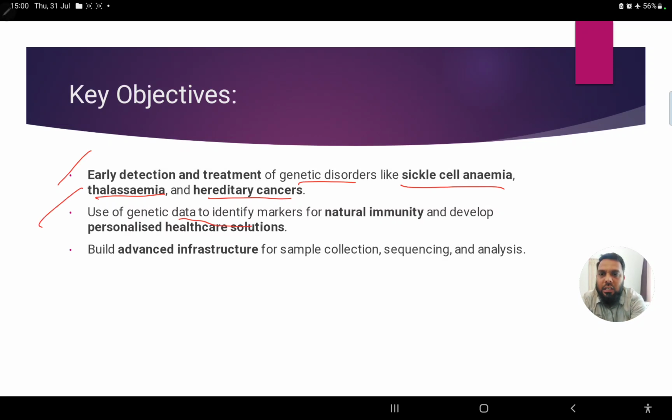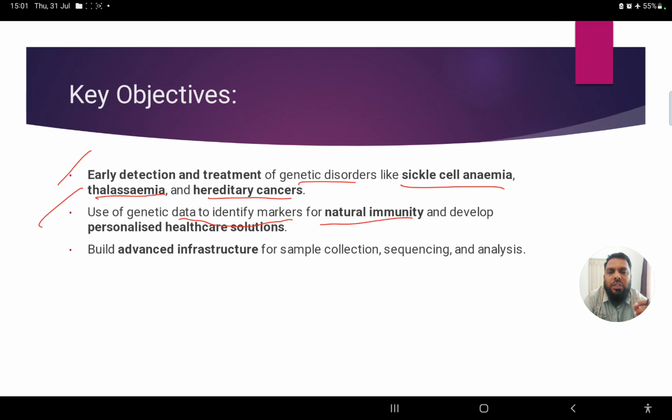Next, use of genetic data to identify markers for natural immunity. Again, we have to boost the natural immunity. Even during the COVID pandemic, what were people doing? They were trying to boost their immunity. They were trying to take vitamin C tablets or foods that are highly rich in vitamin C, like orange, pineapple, grapes, and other such fruits. Because why? People wanted to improve the natural immunity. No type of medicines were working during the COVID period. A lot of doctors were struggling a lot.